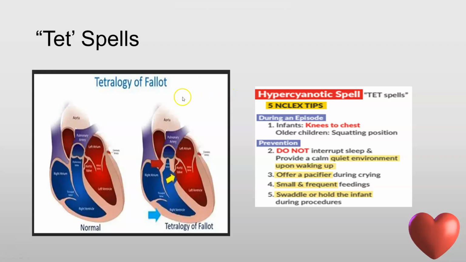When I think about tetralogy of Fallot as far as a hot spot, it's basically kind of like this triangle. There it goes. I have issues here, here, and here. And that's kind of my upside down triangle. And then of course you know that the overriding aorta is just off of the aorta.